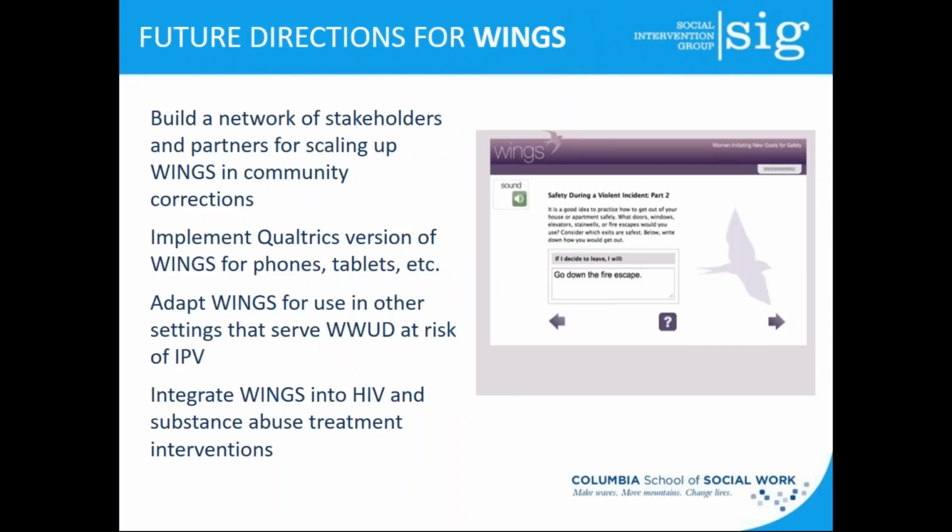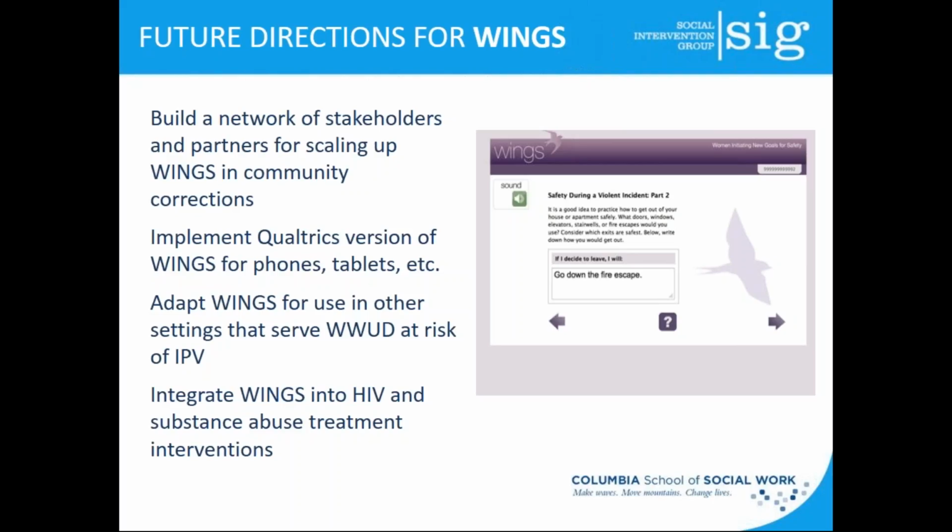So in terms of the future directions for us also, we're continuing to build a network of stakeholders with our partners in community corrections. They've been fabulous, and we're still exploring ways that we can scale up and implement WINGS in community correction settings.